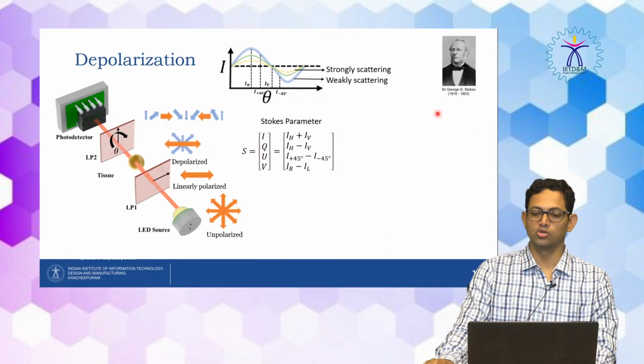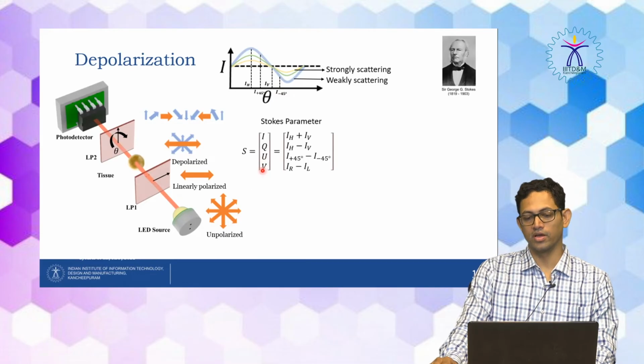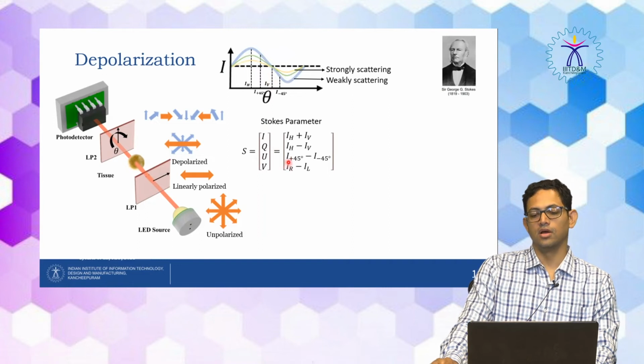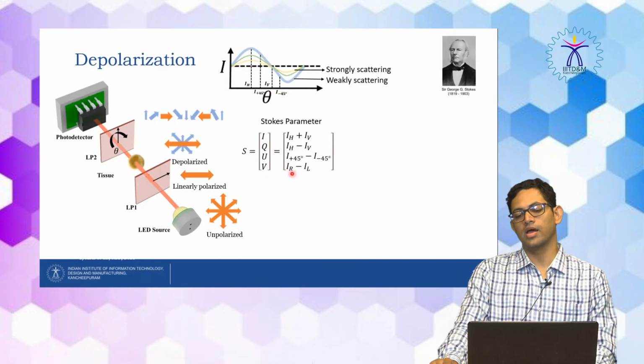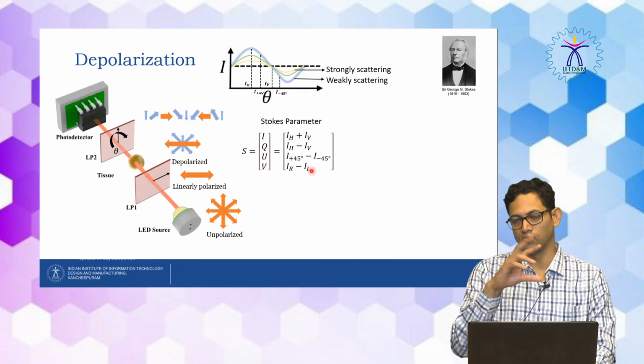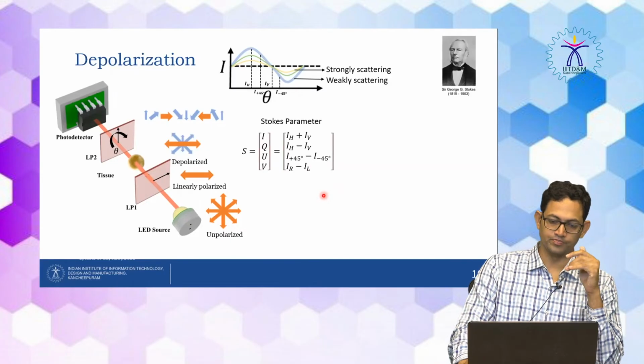Now what Stokes actually gave were these four parameters: I, Q, U, and V. Now I can define I as IH plus IV, that is my intensity at 90 degrees plus intensity at 180 degrees. Then I introduce one more parameter Q. This is a 4 by 1 matrix, and I write Q as nothing but IH minus IV, then U as I of plus 45 minus I of minus 45, and then V as the intensity of right circular polarized light minus the intensity of left circular polarized light. But that is not what we have discussed as of now. We will discuss it at a later stage. But this is how you actually differentiate.